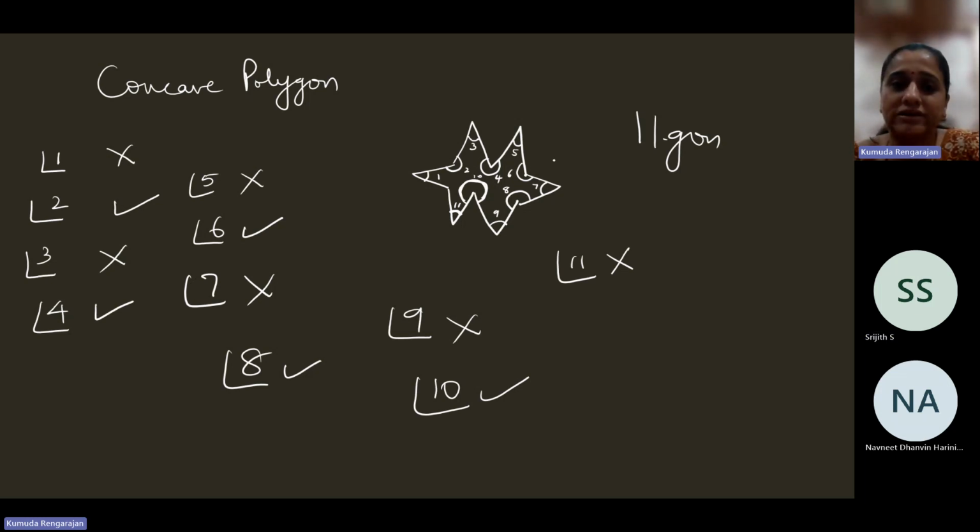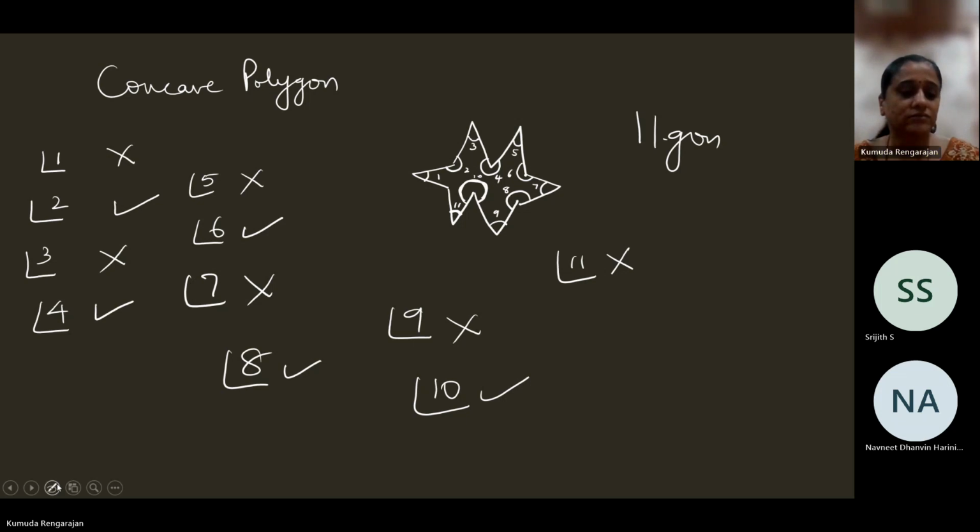So you can have a concave polygon in which more than one angle is a reflex angle. But how do you identify concave polygons? If at least one interior angle is a reflex angle, that is, measures more than 180 degrees, it's a concave polygon. Now here we have many angles.